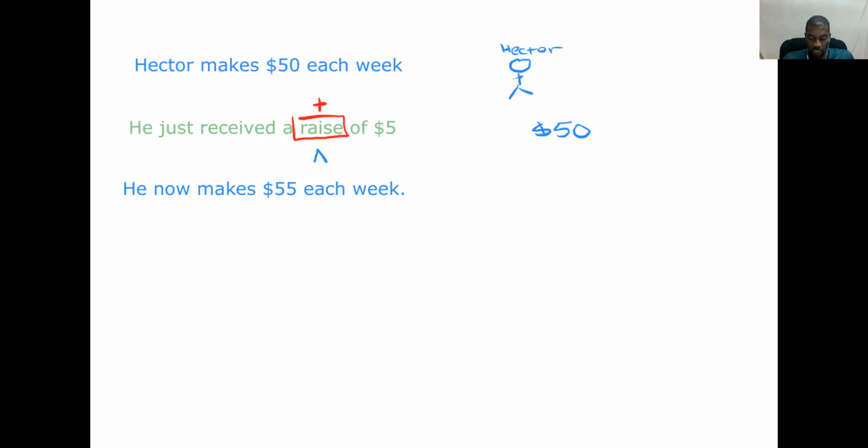So I might say he starts off at $50 and then he goes up or adds how much each week? $5. There it is. So I see 50 plus $5 every week. Now, there's an important word. Now he makes $55 each week. So now means after talking, he's making this much money. So it seems like that sounds like an equals, right?